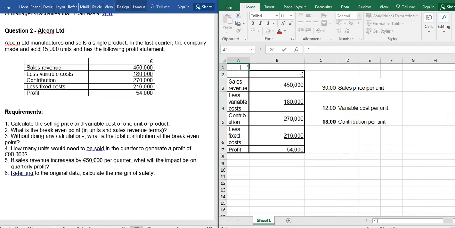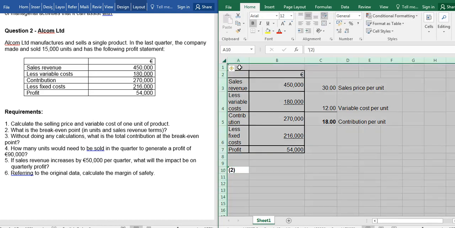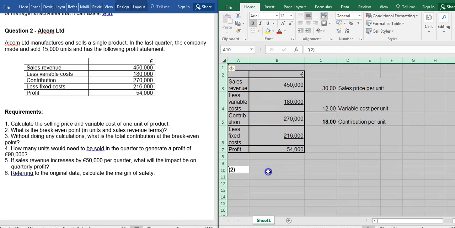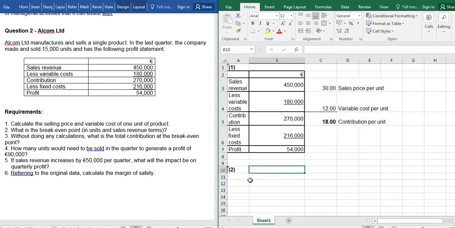In part 2 then they ask, what is the break even point? Now the break even point, remember, is when you make neither a profit nor a loss. So what you're trying to say is, what is the amount of units we have to sell just to break even? If you want to do the break even point in units, that is equal to your fixed costs divided by your contribution per unit. That's an important one.